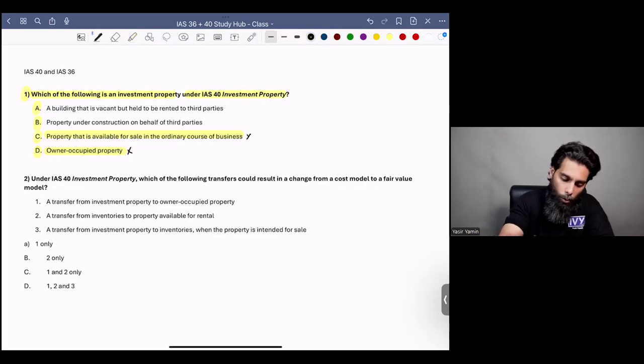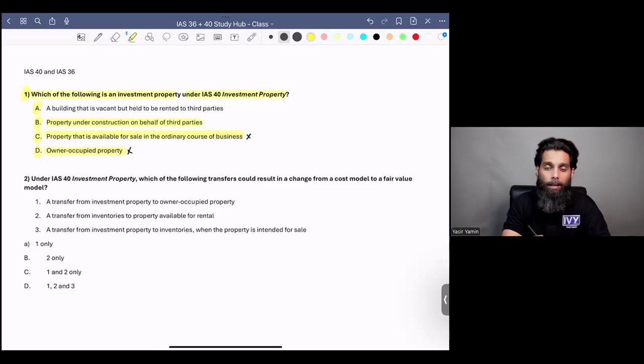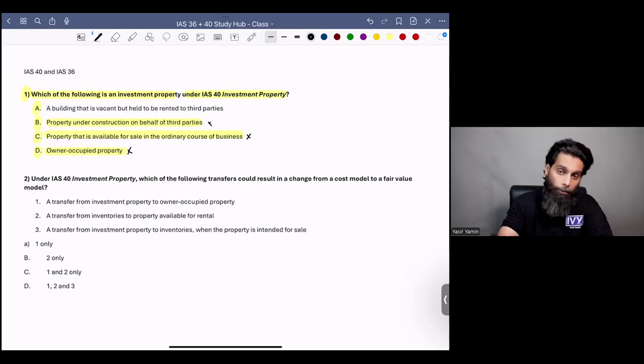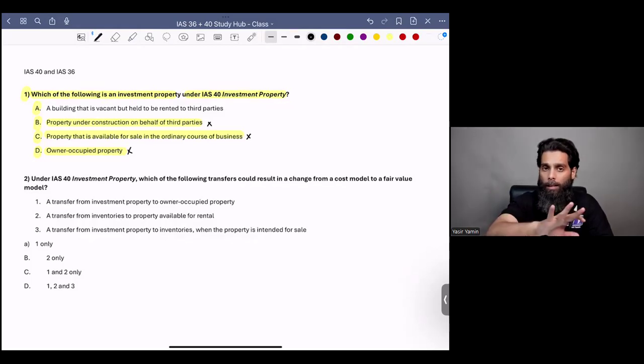Property that is available for sale in the ordinary course of business. No. IAS 2. Property under construction on behalf of third parties. No. It's a construction contract, right? If you're constructing something on behalf of third parties, you are going to sell your services to them, then it is the concept of revenue. It has nothing to do with it being your asset because you're constructing for another party. You're not constructing for your own self, right?